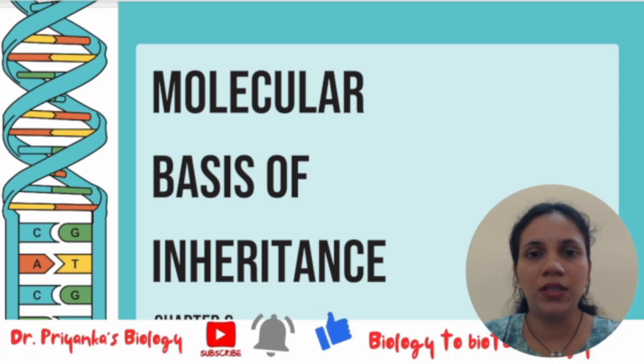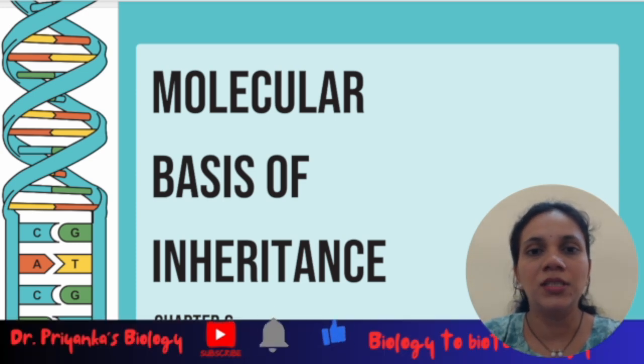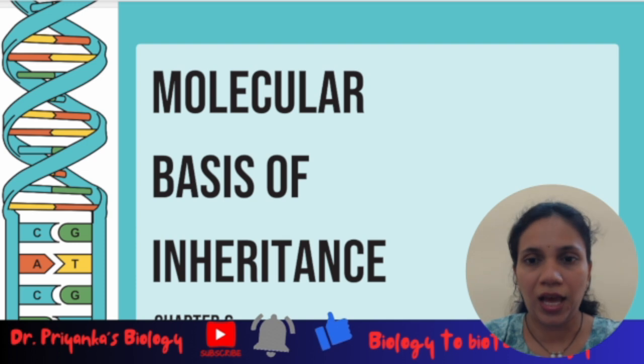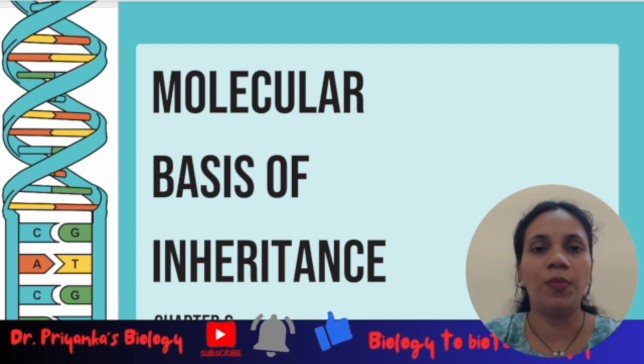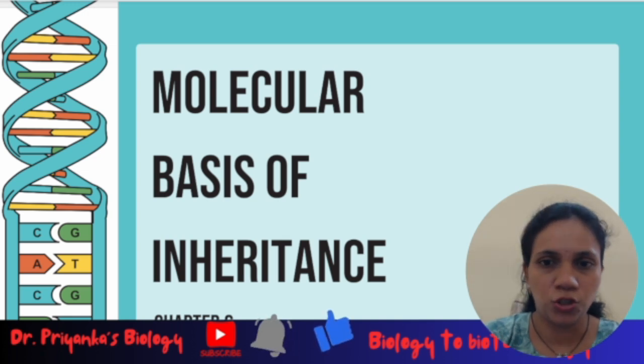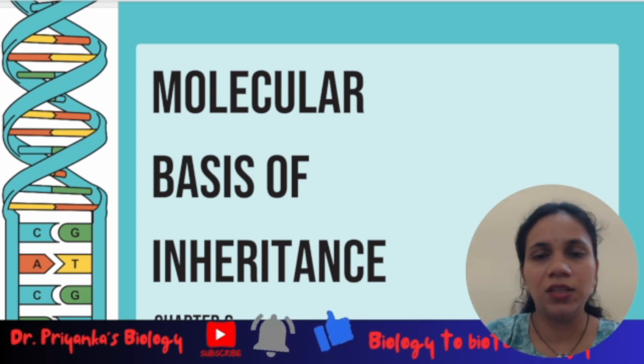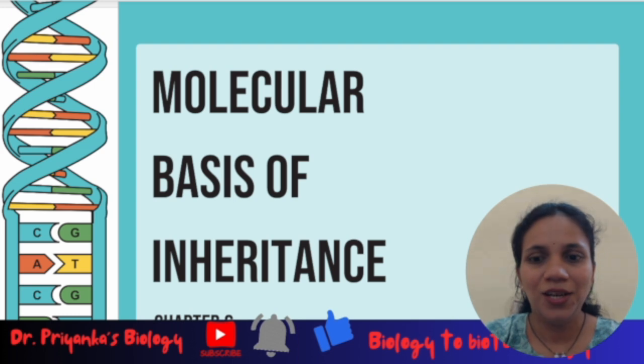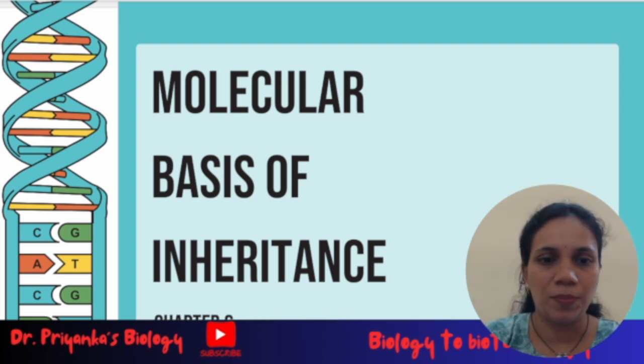Today I am here with a small concept, that is the experimental proof for the semi-conservative nature of DNA. It falls under chapter number 6, Molecular Basis of Inheritance, from the NCERT textbook for 12th standard biology. Before this, let's see replication in short, and then we will proceed with the actual topic for today.